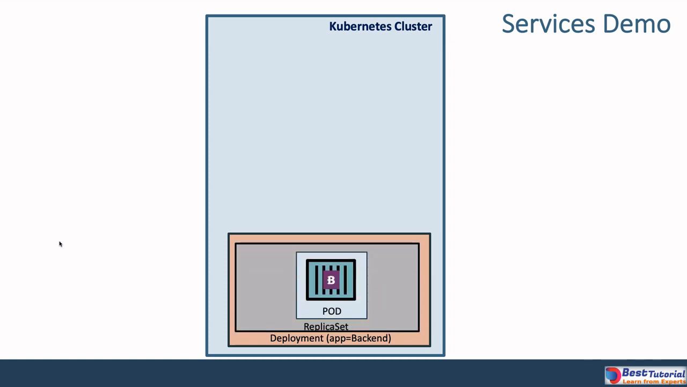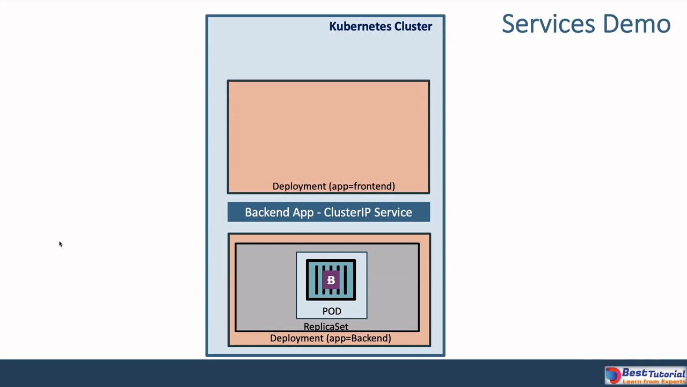So we are going to deploy it. As soon as we create the deployment, automatically its ReplicaSet and then pod gets created. So once that is done, we are going to create the backend app related cluster IP services using kubectl expose. So once we do that, we will go ahead and then create the front end deployment.